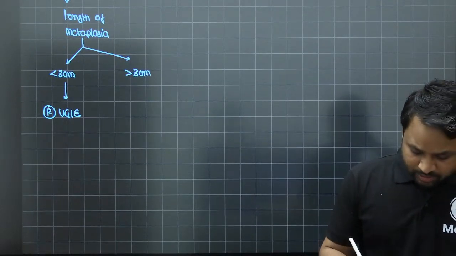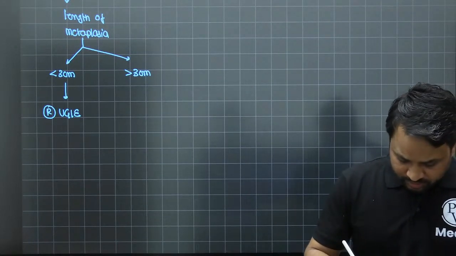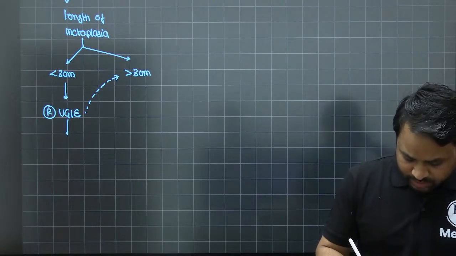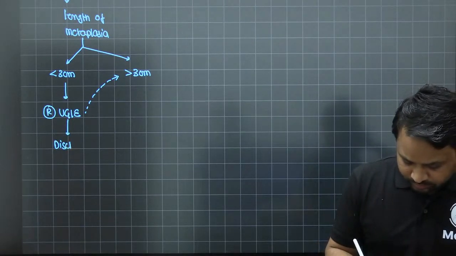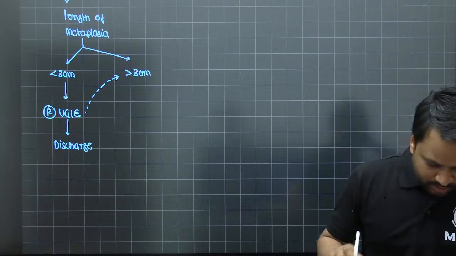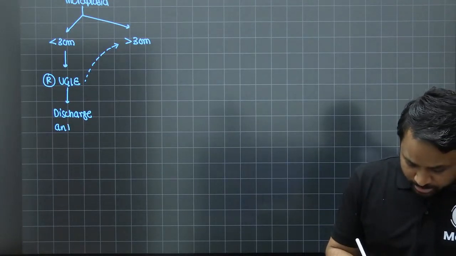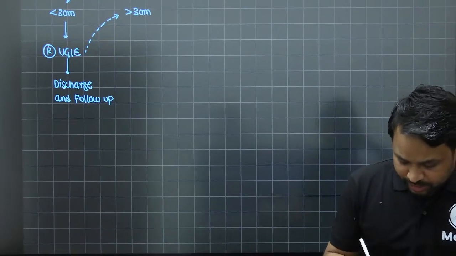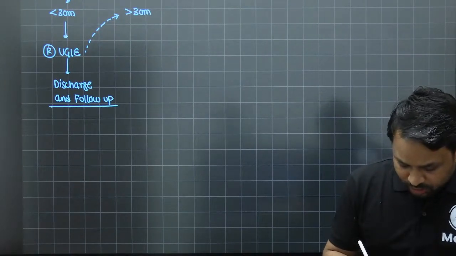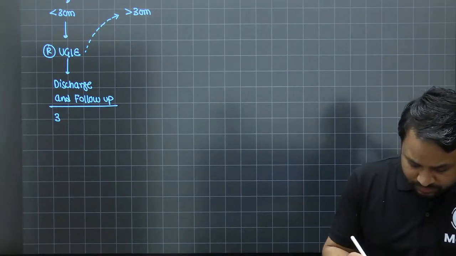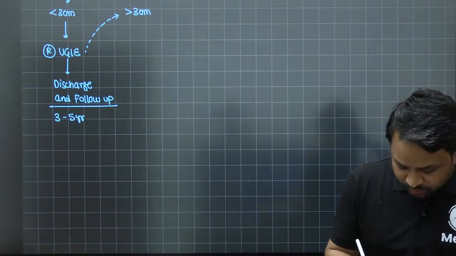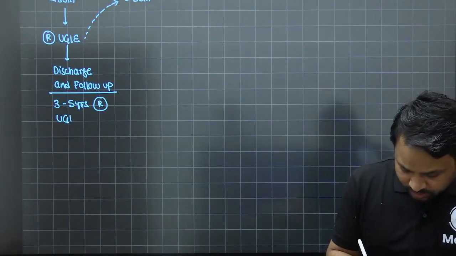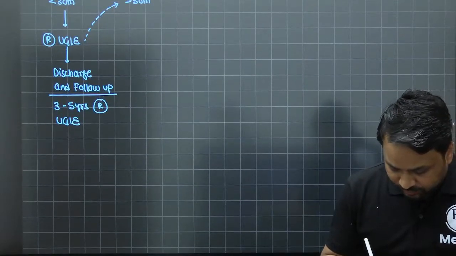Now, on a repeat endoscopy, if you see the length increases, you'll go to this pathway. Otherwise, you can discharge the patient. There will be discharge and follow-up. Now, your patient will ask when to come back for follow-up. You have to tell the patient to get the upper GI endoscopy every 3 to 5 years. Repeat upper GI endoscopy every 3 to 5 years is the criterion for follow-up in these patients.